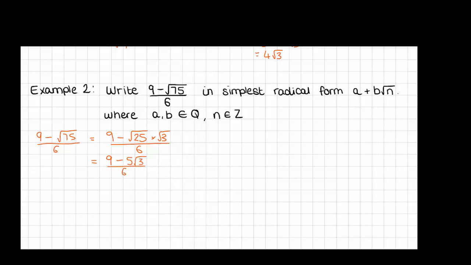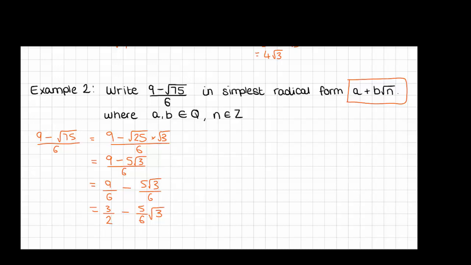Then we need to put it in this form of a plus b square root of n. So it's understanding in our fractions that we can rewrite this like that: 9 over 6 minus 5 root 3 over 6. 9 over 6 simplifies to 3 over 2. Minus, and then we just pull the 5 over 6 out the front and put the root 3 next to it. And now we have it in that form of a plus b times the square root of n.